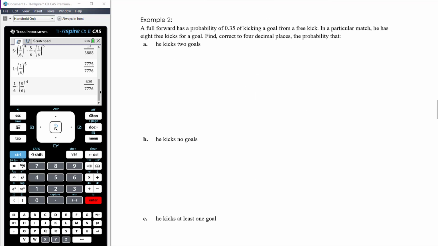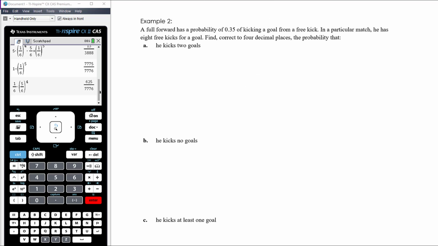Okay, let's have a look at another example. A full forward has a probability of 0.35 of kicking a goal from a free kick. In a particular match, he has 8 free kicks for goal. Find, correct to 4 decimal places, the probability that. Okay, so the first thing I need to do is set up my problem.